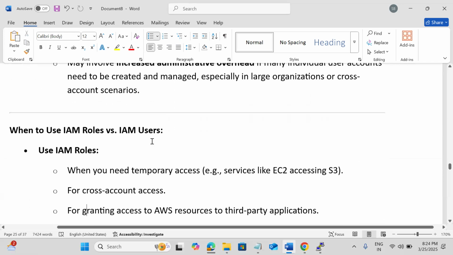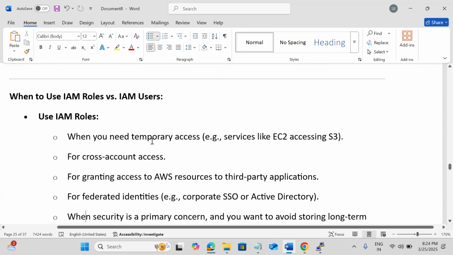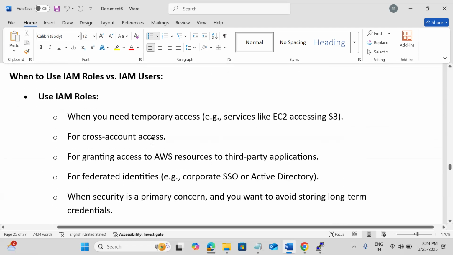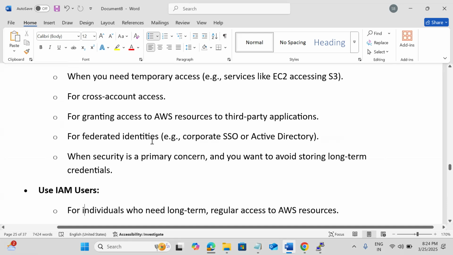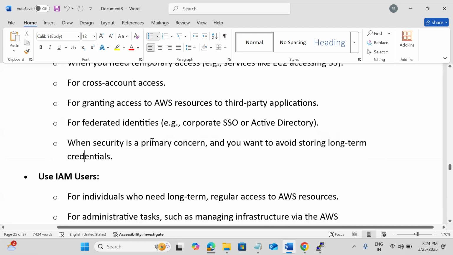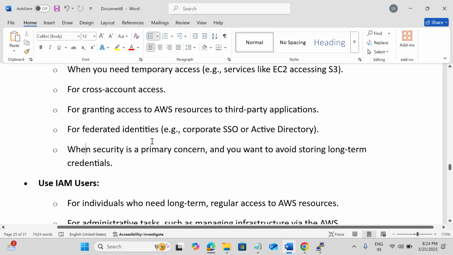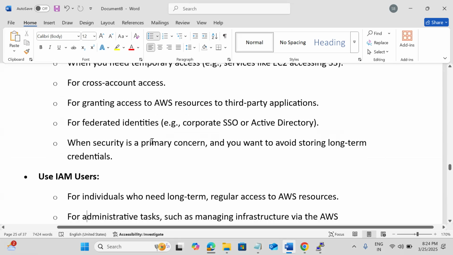Okay. So when you need temporary access, or cross-account access, or access for third-party applications, or I want to give single sign-on kind of access, for all these we need to use IAM roles. Today itself we may not understand all of these. When we are discussing S3, RDS, or when we have EKS clusters, we are going to use all these practically. At that moment, you will understand.